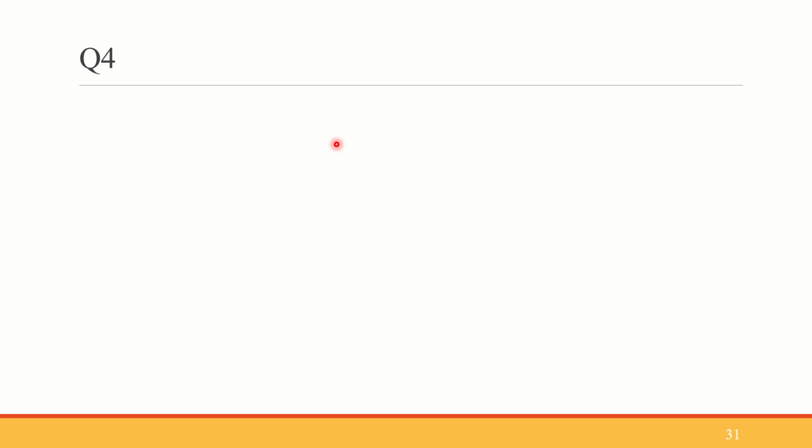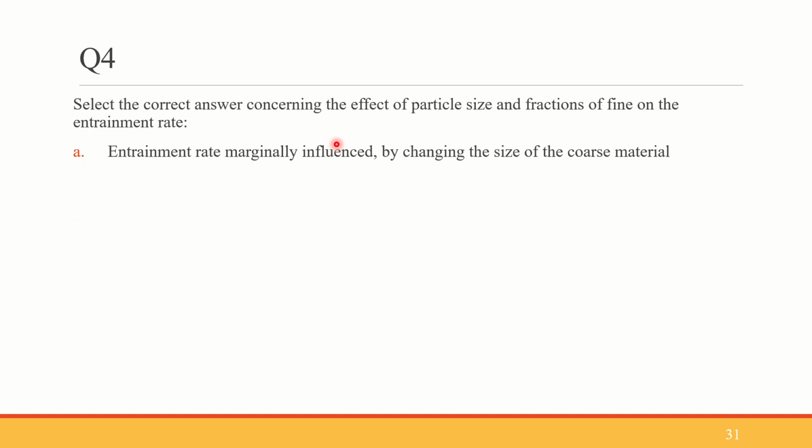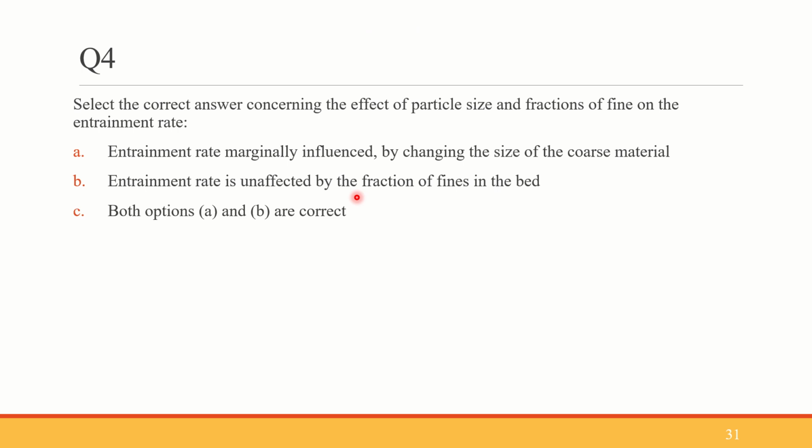Now we see question 4. In question 4, select the correct answer concerning the effect of particle size and fraction of ions on the entrainment rate. Option A, entrainment rate marginally influenced by changing the size of the coarse material. Option B, entrainment rate is unaffected by the fraction of ions in the bed. Option C, both A and B are correct. Option D, none of the above.